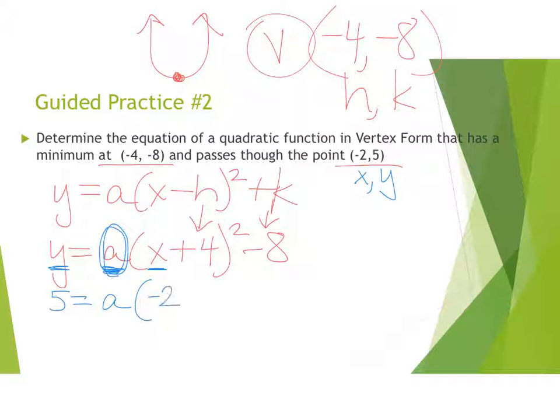X is -2 plus 4, quantity squared, -8. You want to do your math carefully, just follow the correct order of operations, and it's not too hard at all. -2 plus 4 is a +2 squared.